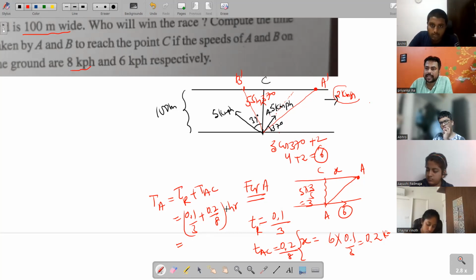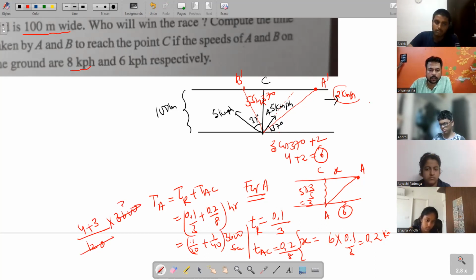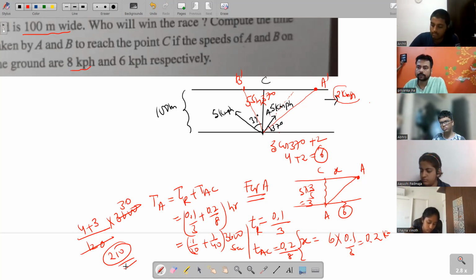So now you can calculate. This will be 1 upon 30 plus 1 upon 40, into 3600 in seconds. So this will be 120 into 3600... 30. So this is 210 seconds total. So time taken by A is 210 seconds. Note it down. Did everyone understand?